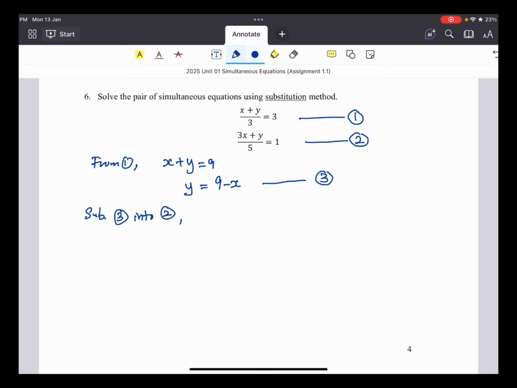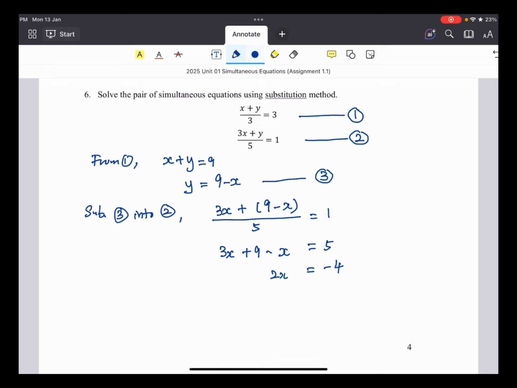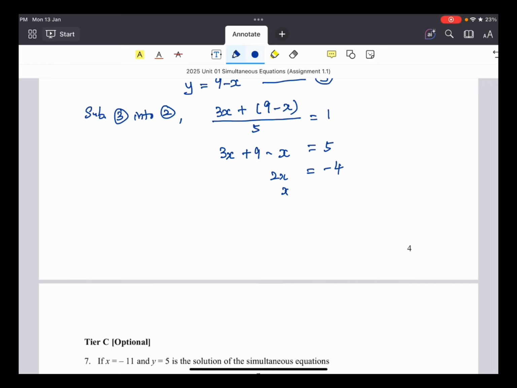So what happened? We have 3x plus, now my y can be replaced by 9 minus x, so I'm going to write that, over 5 equals 1, right? So 3x plus 9 minus x equals 5. Multiply by 5 on both sides. So 2x equals negative 4. That means x is actually negative 2, right?